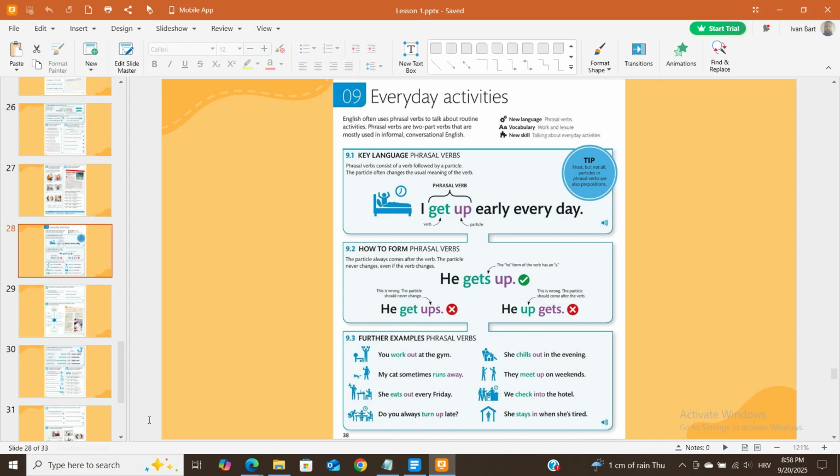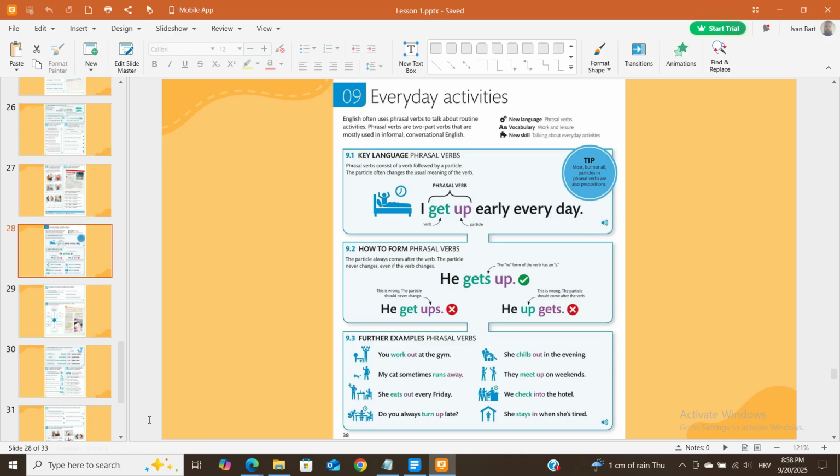9.1 Key language: phrasal verbs. Phrasal verbs consist of a verb followed by a particle. The particle often changes the usual meaning of the verb. New language: phrasal verbs. Vocabulary: work and leisure. New skill: talking about everyday activities. Tip: most, but not all, particles in phrasal verbs are also prepositions.